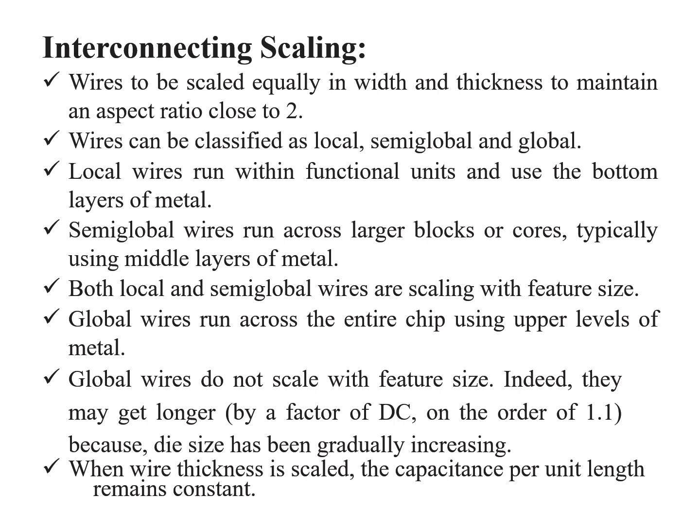Both local as well as semi-global wires are scaled with the feature size, and global wires run across the entire chip using the upper levels of the metal. Global wires do not scale with feature size. Indeed, they may get longer by a factor of Dc, on the order of 1.1, because the die size has been increasing gradually. When the wire thickness is scaled, the capacitance per unit length remains constant. This is in the case of interconnect scaling.